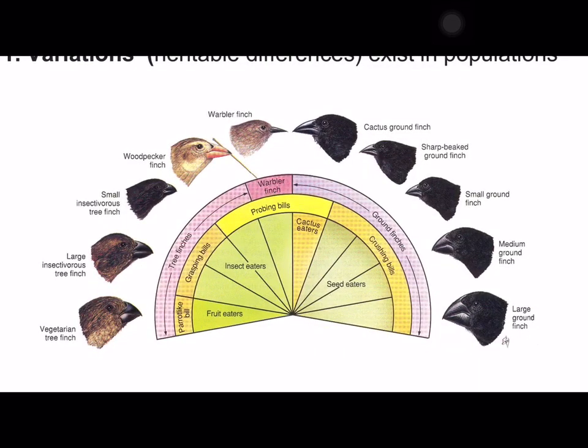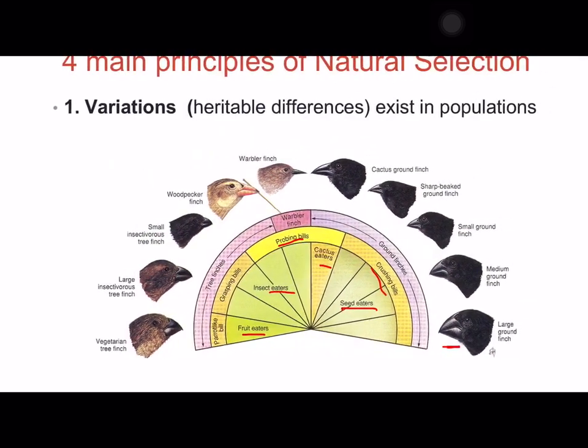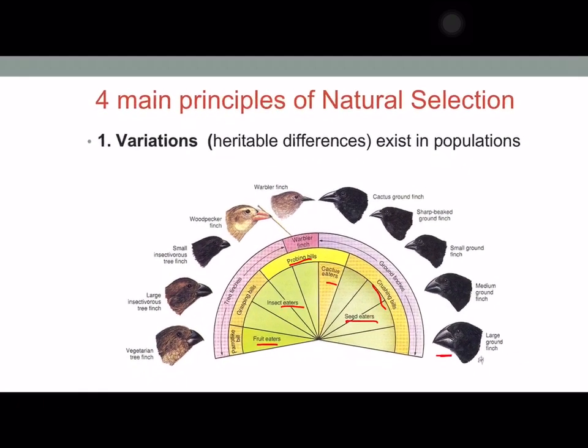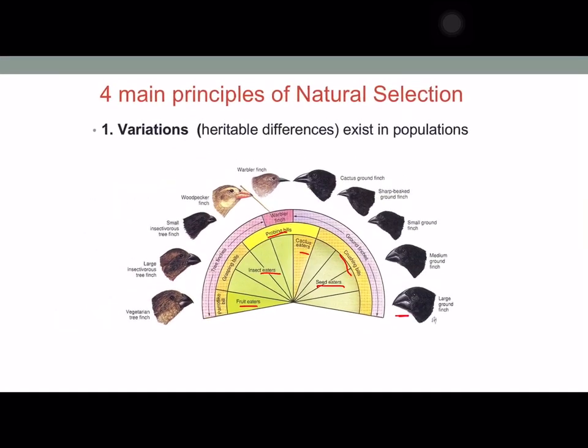So they could have these big crushing bills that are here. They would be eating seeds. And they call these probing bills, and they could be eating cactus or insects. And there's other fruit eaters. So these bills had to do different things, and they were on different islands. So there were variations that were all finches, but the beaks looked very different. And that would be like what they were trying to eat. Okay, I'll make it smaller.